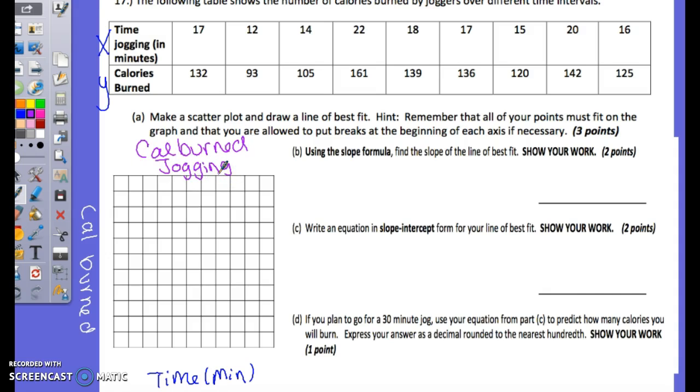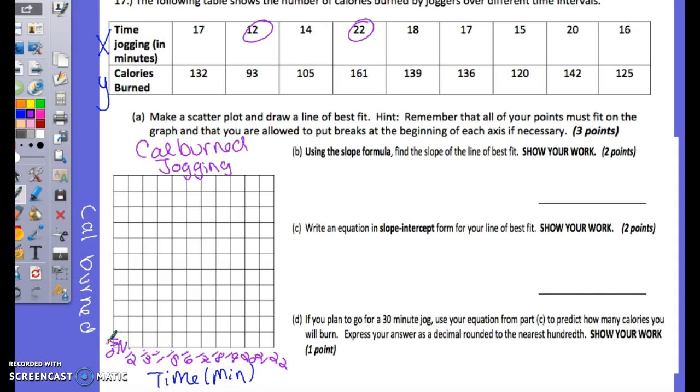Now if I look, my smallest time is 12 and my highest time is 22. So it goes by 1s, and there are 11 lines. So I'm going to make a break. Zeros here. Start at 12. Go 13, 14, 15, 16, 17, 18, 19, 20, 21, 22. And that gets me the whole way up.